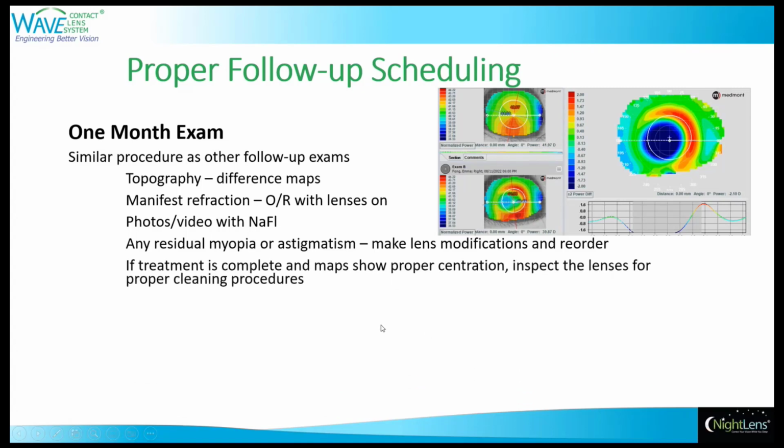But at the 1 month exam, if the treatment is complete and your difference maps show proper centration and adequate refractive result, inspect the lenses for proper cleaning procedures. Usually at this 1 month follow-up, you might start to see some lens deposits if the patient isn't cleaning their lenses properly.